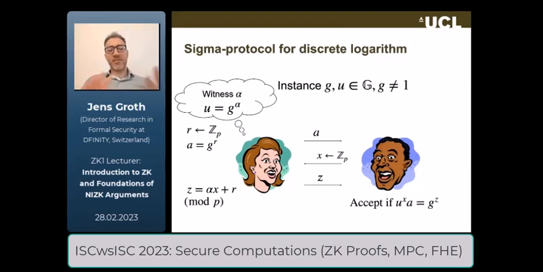Okay, so the protocol works, and it's a similar flavor to what we just saw, right? You pick r at random, you compute A, which is g to the r, and send that to the verifier. Then the verifier responds with a uniformly random challenge x. The prover computes alpha x plus r as z and sends that to the verifier, and the verifier accepts if u to the x times A is equal to g to the z.